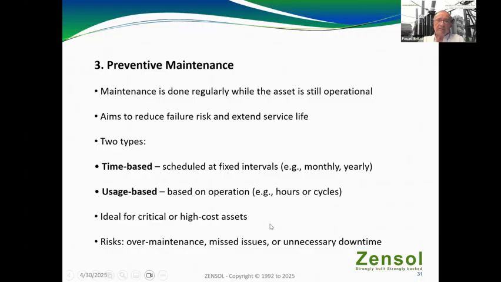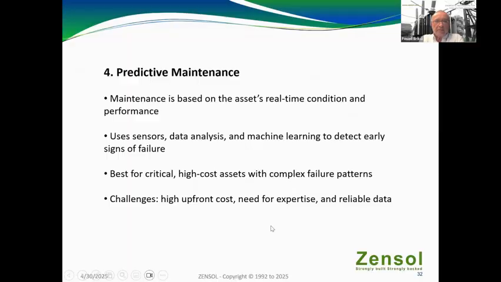But we are in 2025, and now each utility is trying to do predictive maintenance. So what is predictive maintenance? It's based on the asset's real-time condition and performance. We use sensors, data analysis, and machine learning to detect early signs of failure. This is best for critical, high-cost assets with complex failure patterns. The challenges, of course, are high upfront cost, the need for expertise, and reliable data.